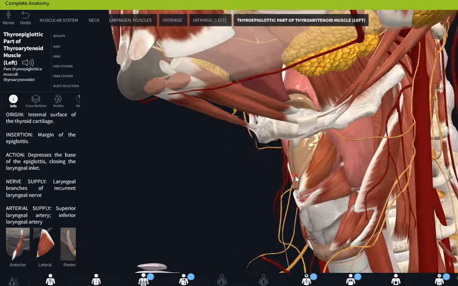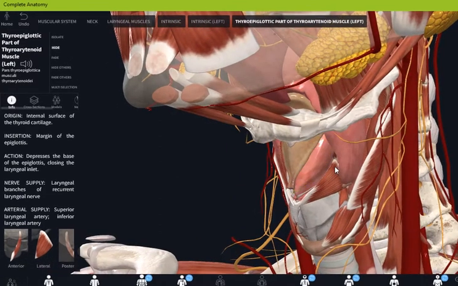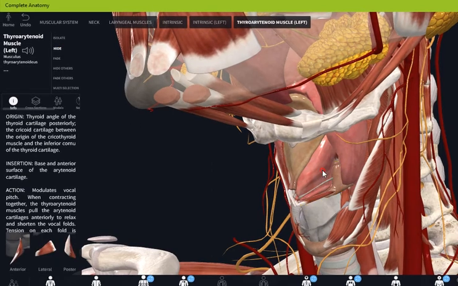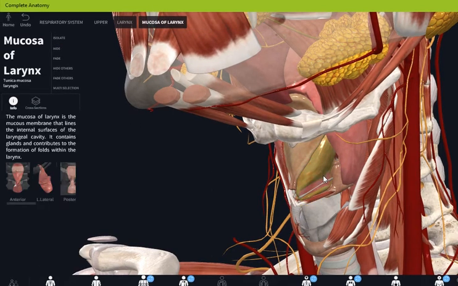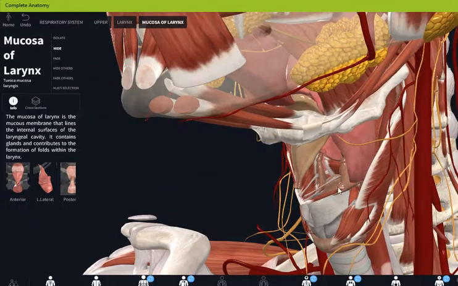So all of them are involved in the neck. Let's hide this particular part here, and we hide also this particular part. So we are going to have this. This is the mucosa of the larynx. Inside the mucosa of the larynx, you are going to hide and visualize what is inside. What is inside, you realize that there are these two ligaments here.